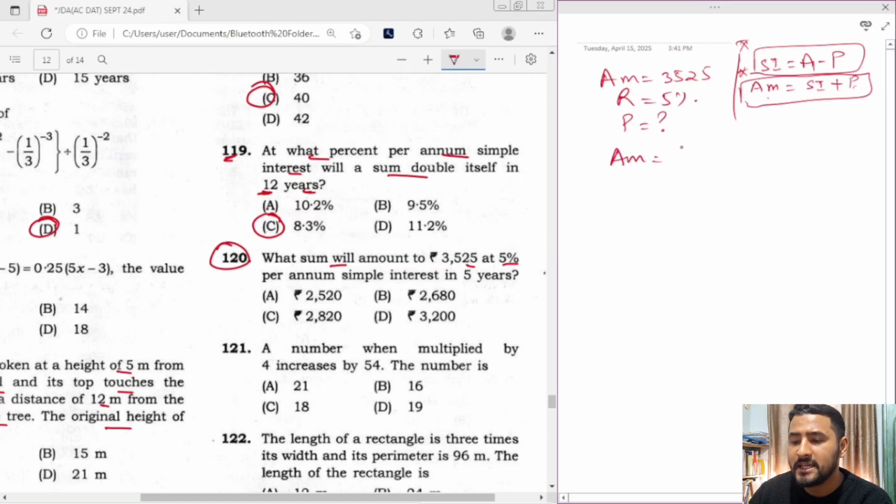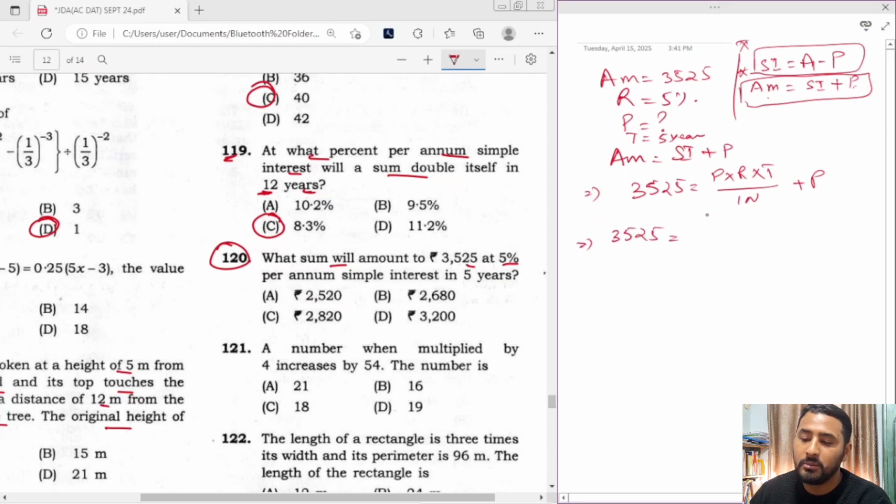Amount is equal to simple interest plus P. So what else is given? Rate of interest R, and time is also given here, 5 years. Now put in the amount, how much is given? 3525. Simple interest formula, P into R into T by 100 plus P, right? So you can write 3525 equal to P, we don't know because we need to find that, R we know it is 5, T we know it is 5, by 100 plus P.